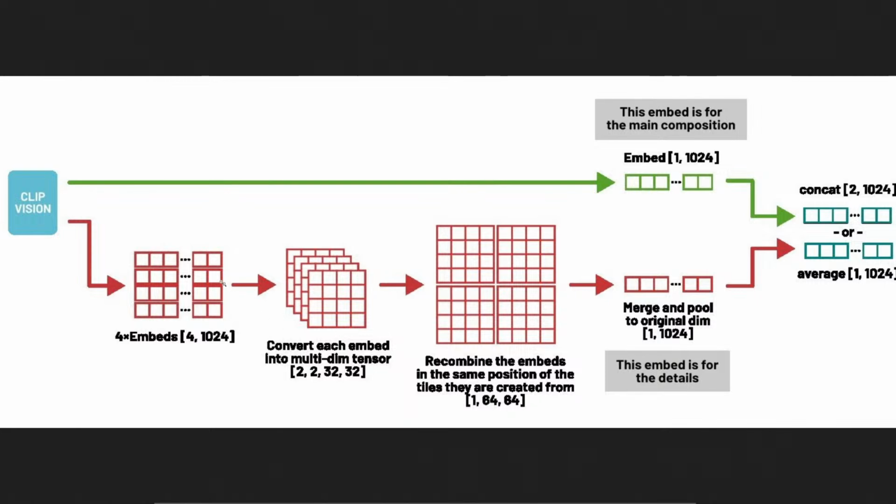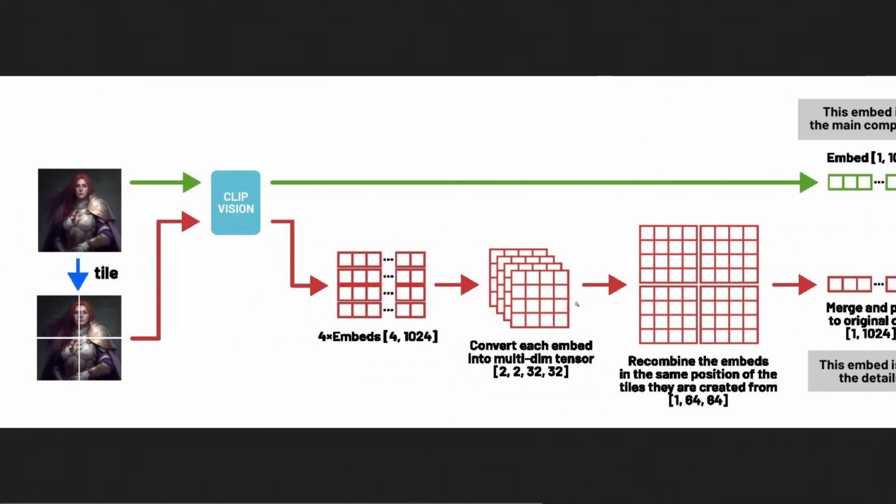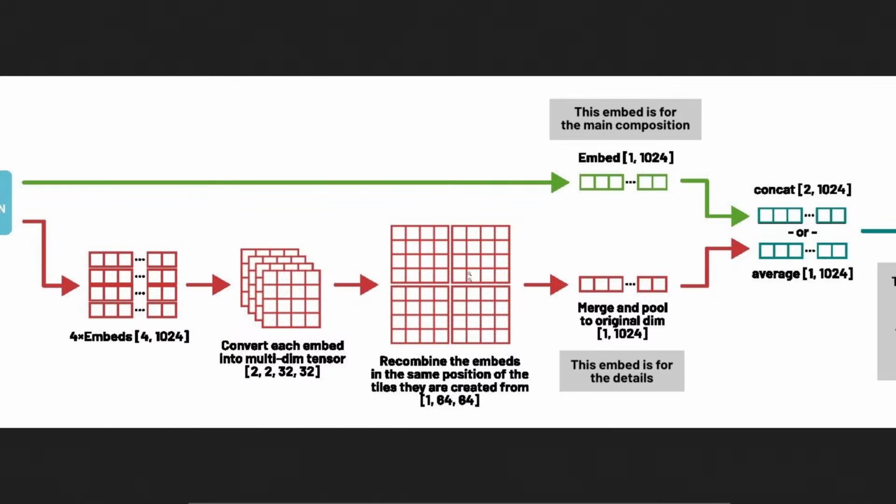So I take the embeds. The embeds is just a series of numbers. It's a one-dimensional array. So it's just a series of number 1, 2, 3, 4. I convert these numbers back into a two-dimensional array, and then I compose back the embeds, like you can see here in the middle. I compose back the original image with the embeds.